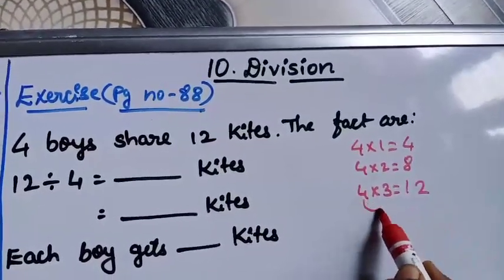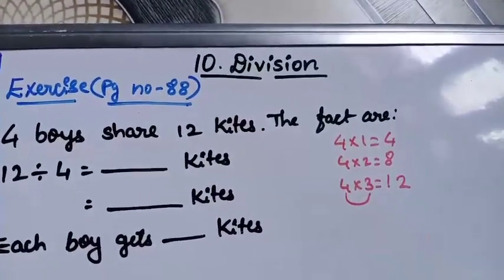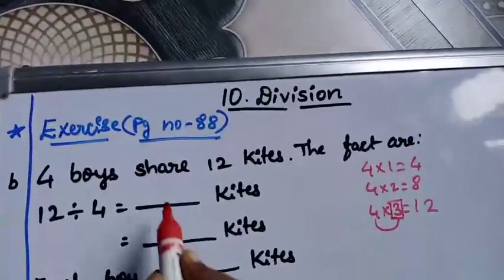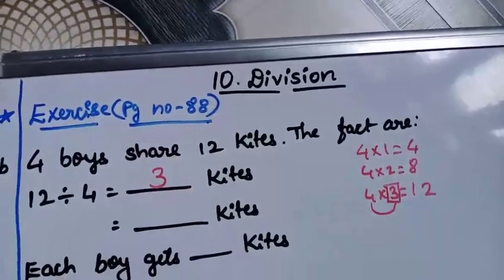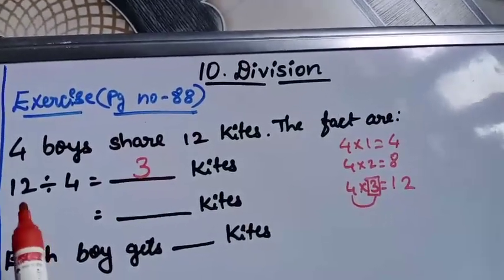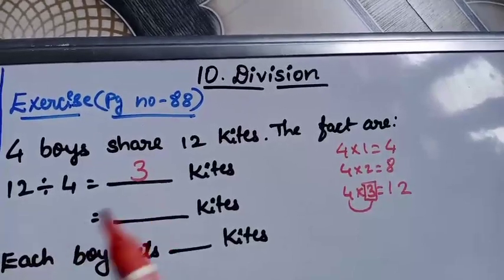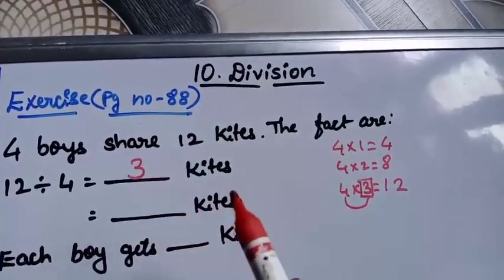So now tell me, 4 how much are 12, children? 4 threes are 12. So that means the answer is 3. Got it? So 12 divided by 4 is equal to 3. So each boy gets 3 kites.